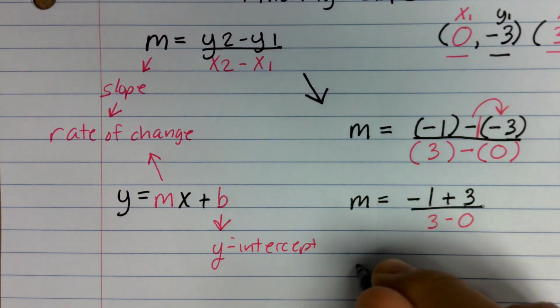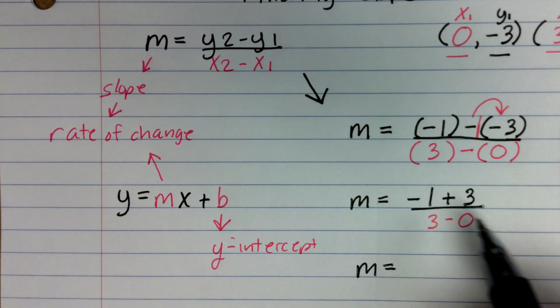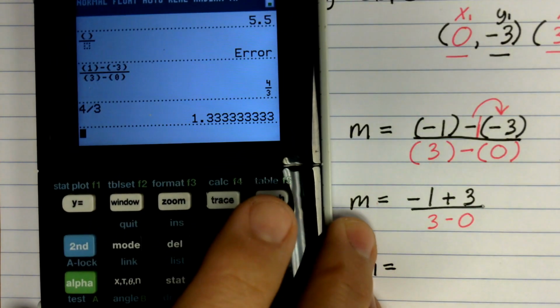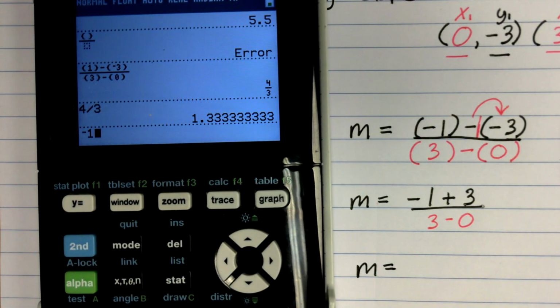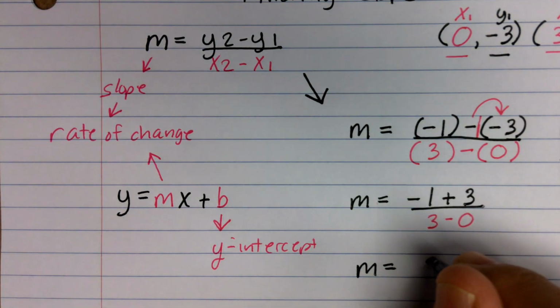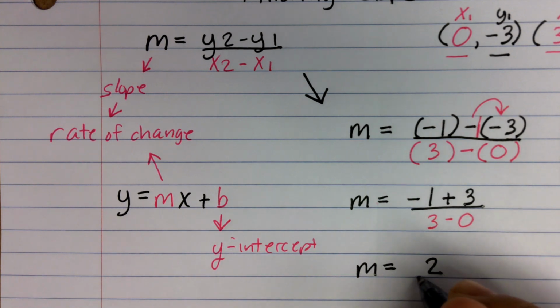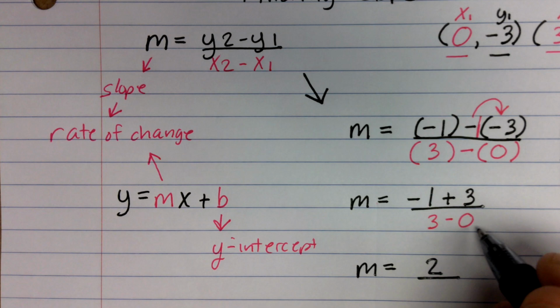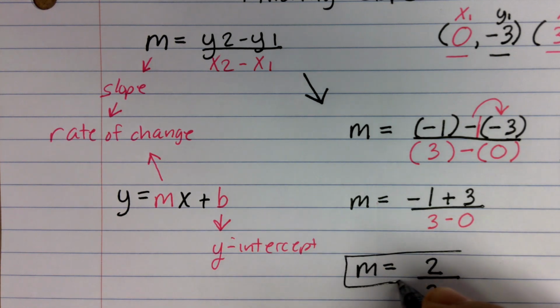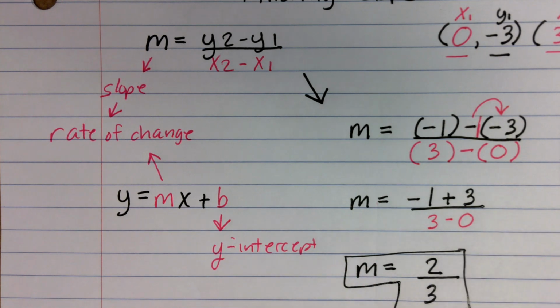Now I'm going to go ahead and do the next step. And I'm just doing this in really small steps so you can see what happens. And -1 plus 3 is going to give me a +2. And if you're not good at integers, I just want to show you in the calculator. You could always check your answer. -1 plus 3, it does give me a +2. So that's going to be +2. And then 3 minus 0 is going to give me 3. And so that's my slope. I have m is equal to 2 over 3.